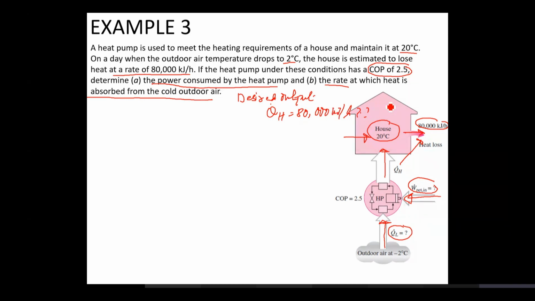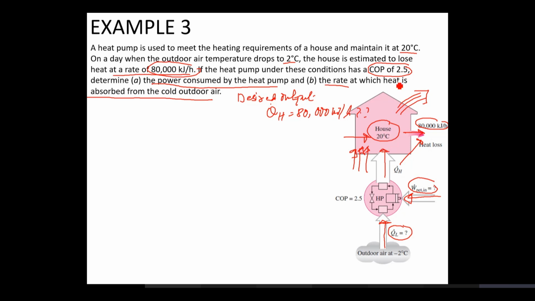See, the reason is your house is at 20 degrees centigrade, and on a day it starts losing heat at 80,000 kilojoules per hour. This is the rate at which the house is losing heat. Heat is moving out of the house at this rate. Now, in order to keep the house at 20 degrees centigrade, you have to supply the heat at the same rate so that the temperature of the house is maintained at 20 degrees centigrade.